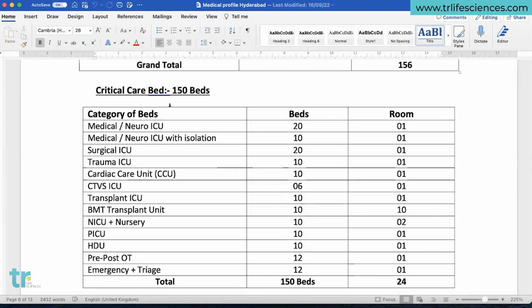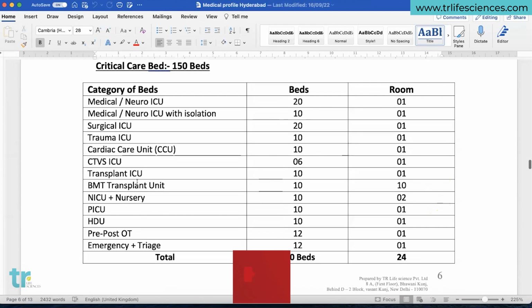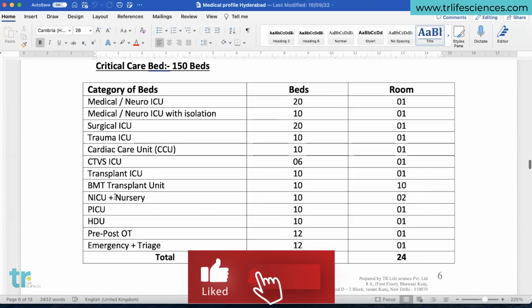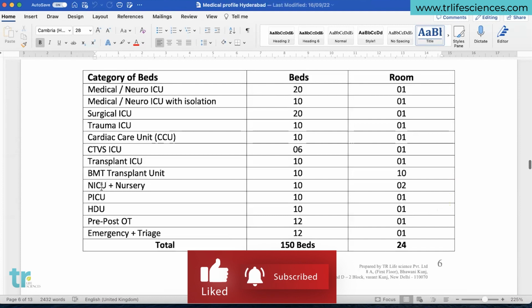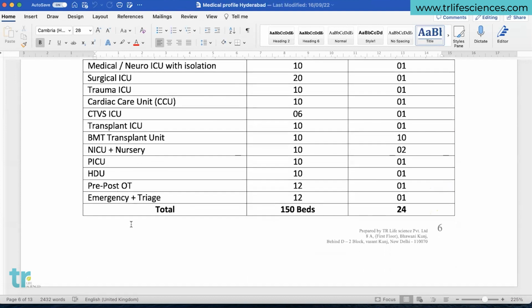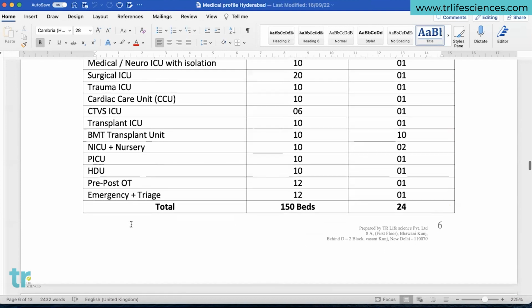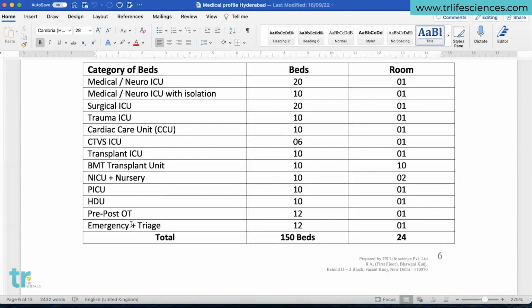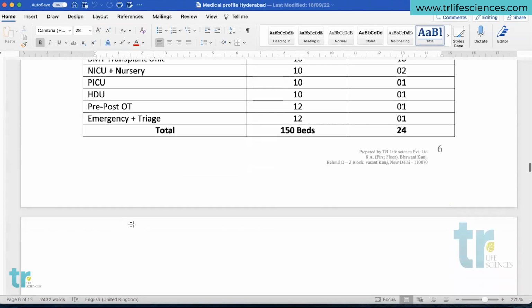Then critical care beds, total number of ICUs, department wise: medical, neuro ICU was shared in this. Then isolation, another surgical ICU, trauma ICU, CCU, CTVS, transplant, BMT transplant dedicated separately, NICU, PICU, HDU, pre-post, and emergency. So the total number of beds are distributed in these specific departments.